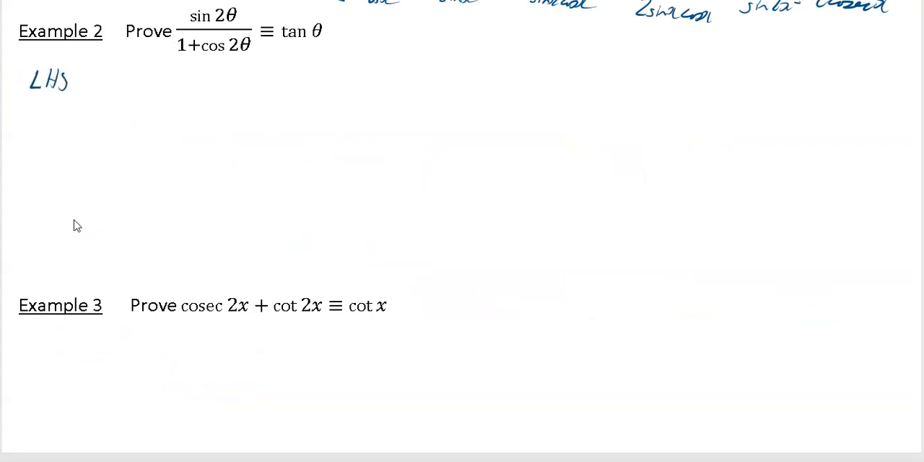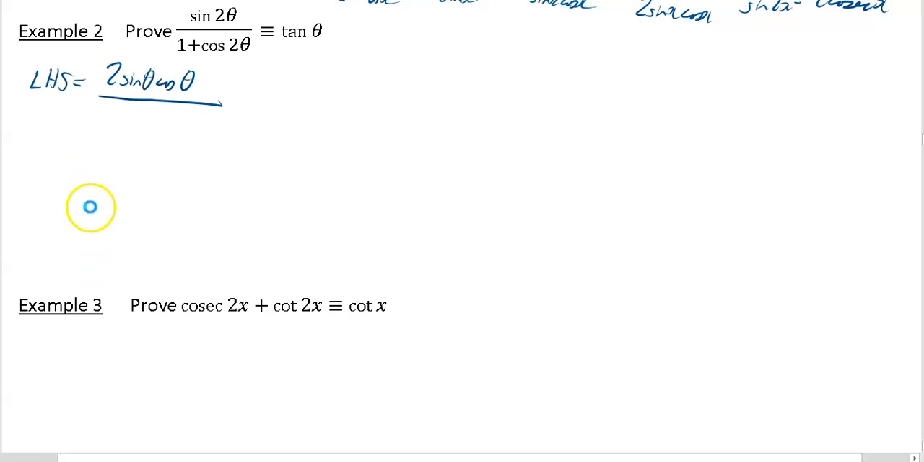Okay, again, I'm going to work with the left-hand side because there's an awful lot more going on with the left-hand side in this particular example. So I'm going to change my left-hand side and I'm going to write it as 2 sine theta cos theta. That's how I'm going to change my sine 2 theta. Now, this comes with experience, really.